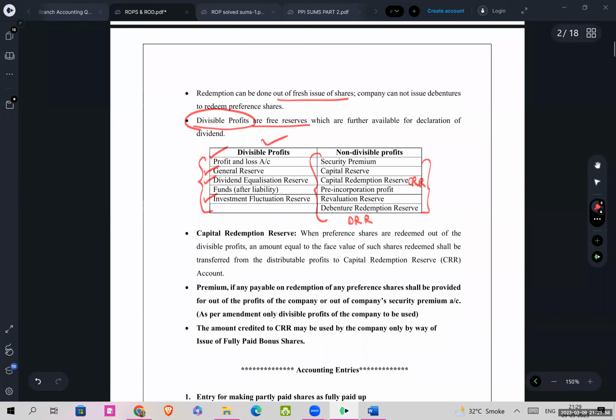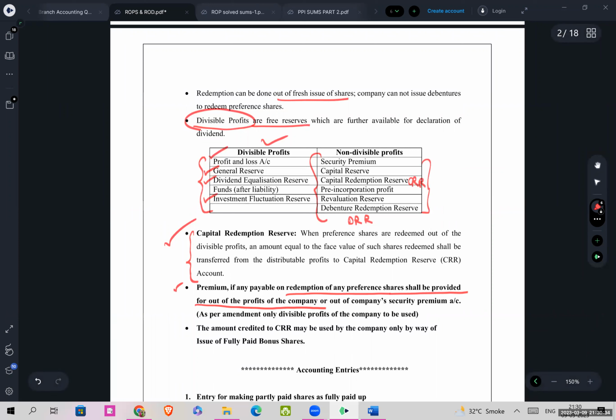Now a special mention about CRR. When preference shares are redeemed out of divisible profits, an equal amount to the face value of such shares redeemed shall be transferred from the distributable profits to CRR account. So while doing sums, we will get back to this particular special note, which is mentioned for CRR under section 55.